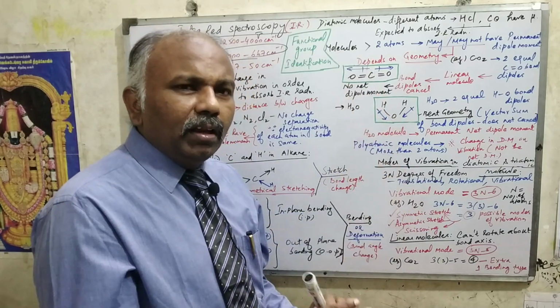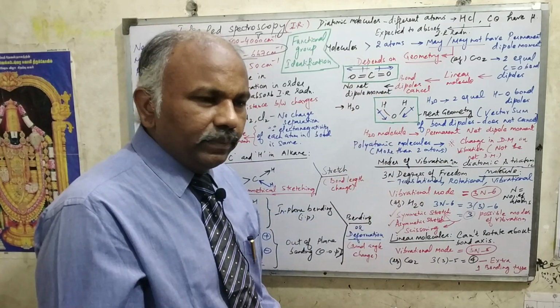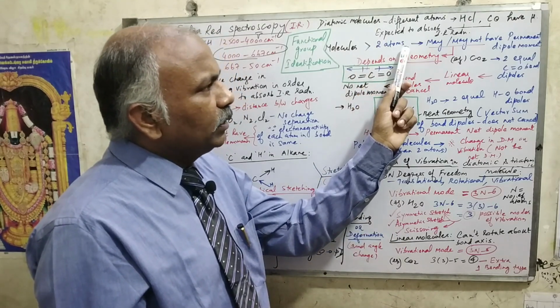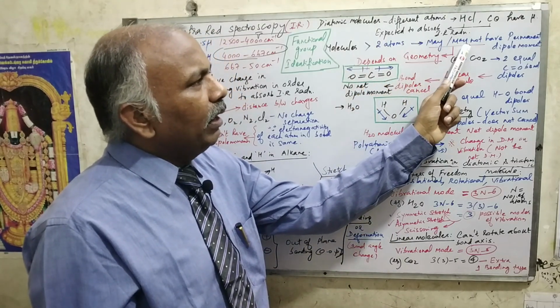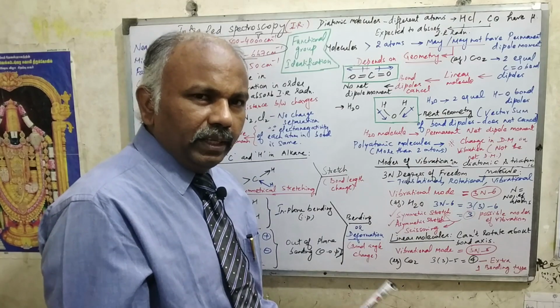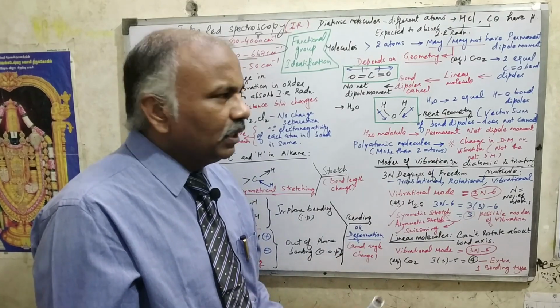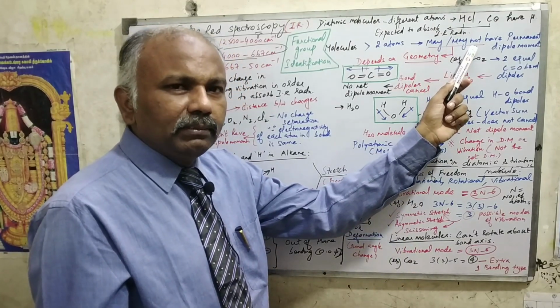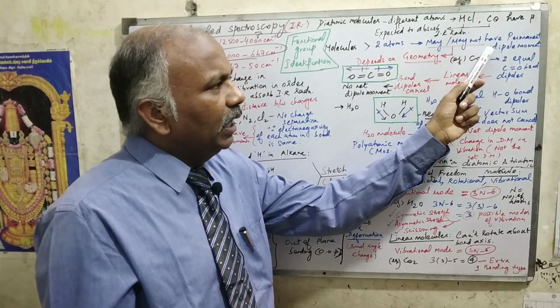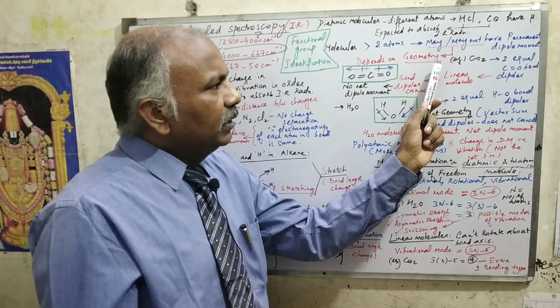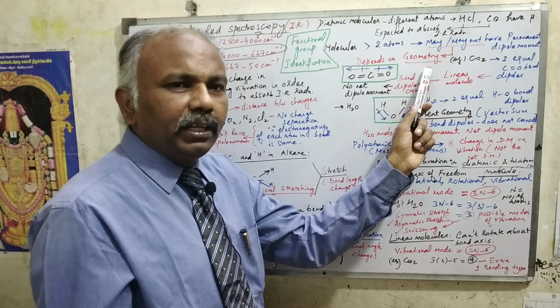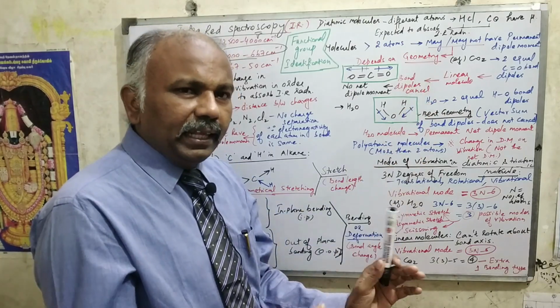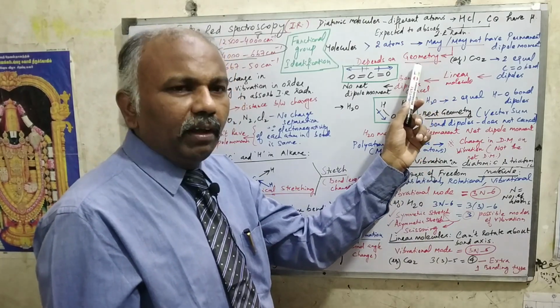Whereas some molecules have more than 2 atoms. When you have molecules with more than 2 atoms, they may or may not have a permanent dipole moment. We cannot say that in general. That depends purely on the geometry of the molecule.